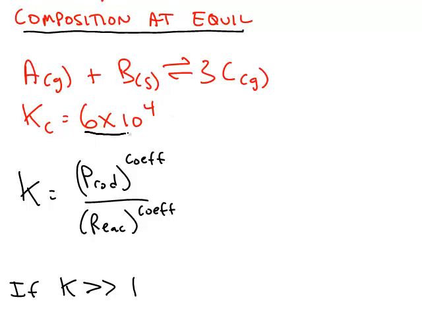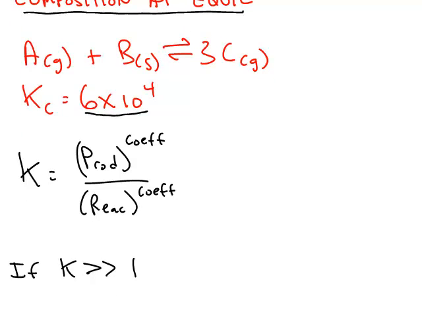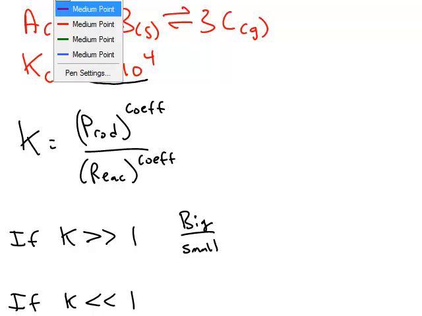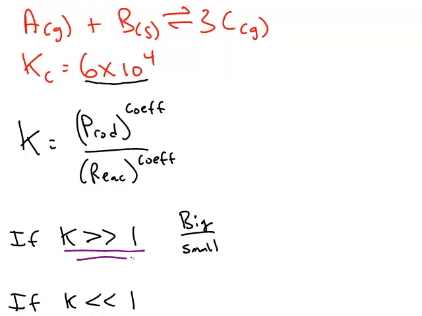The only way for a fraction like this to be much greater than 1 is if we have a large number on the top and a small number on the bottom. So when K is much, much bigger than 1, we know that the products at equilibrium will be more prevalent than the reactants. So we call this a product-favored reaction.